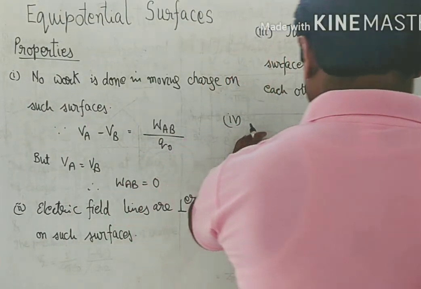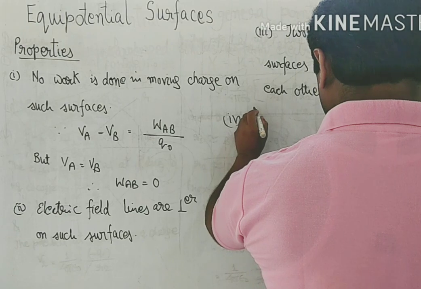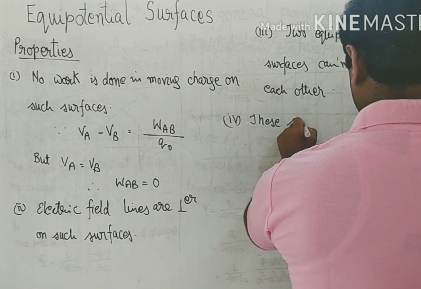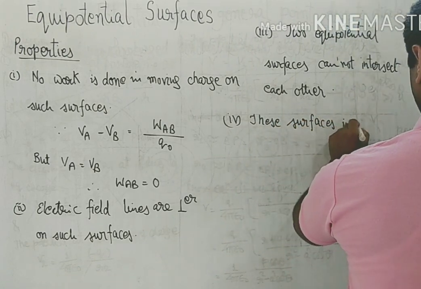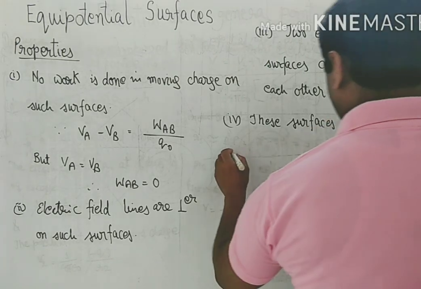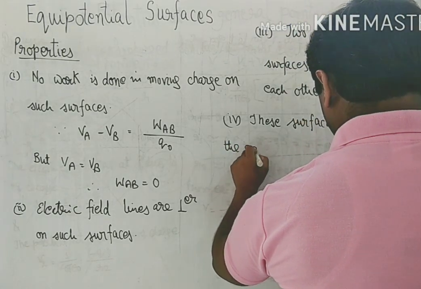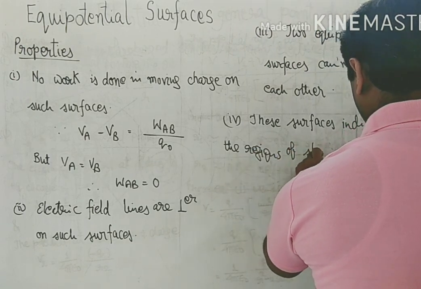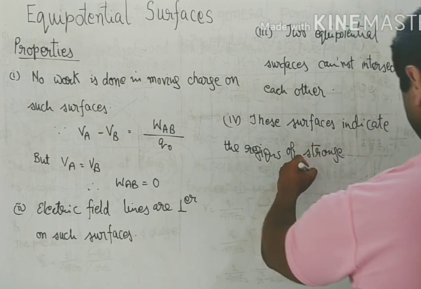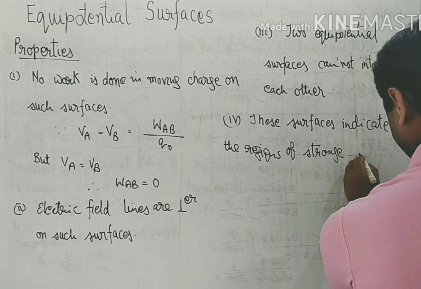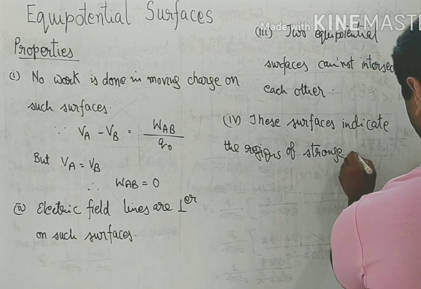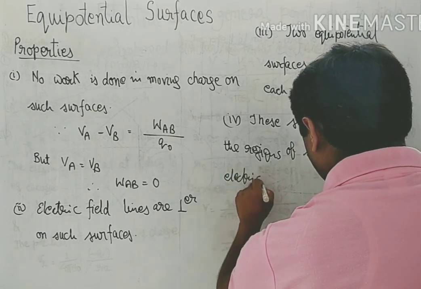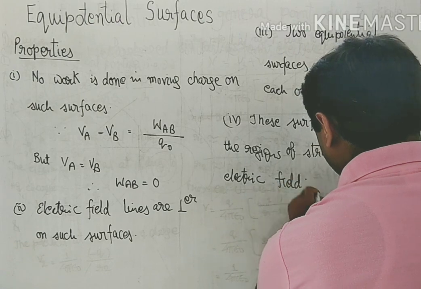So here we can write, these surfaces indicate the regions of strong or weak electric fields.